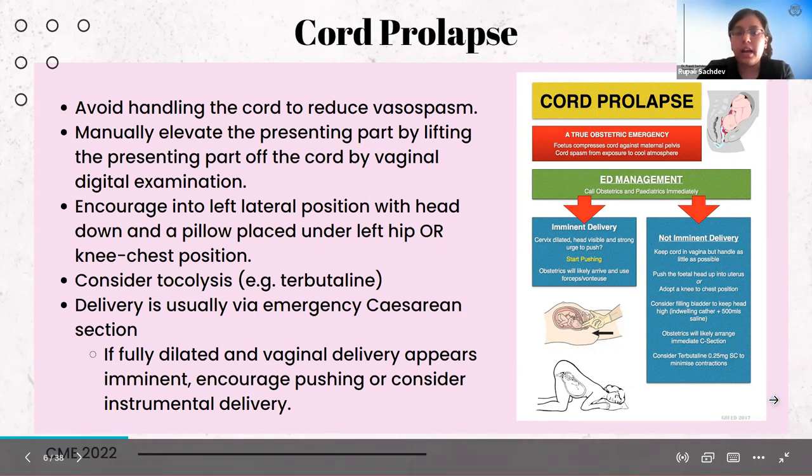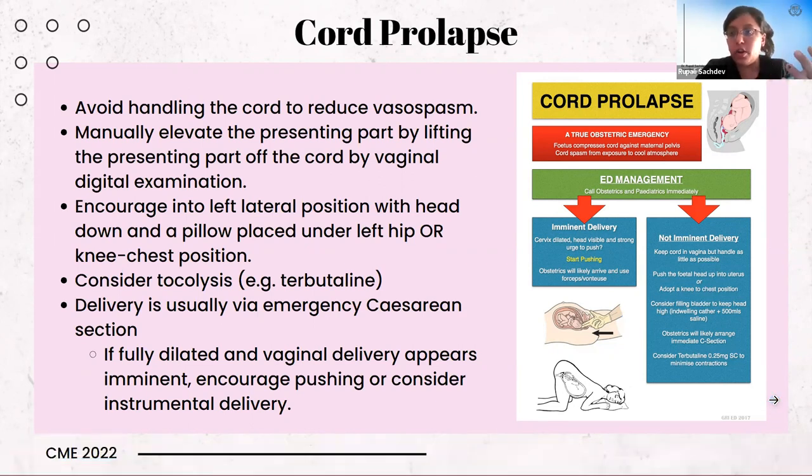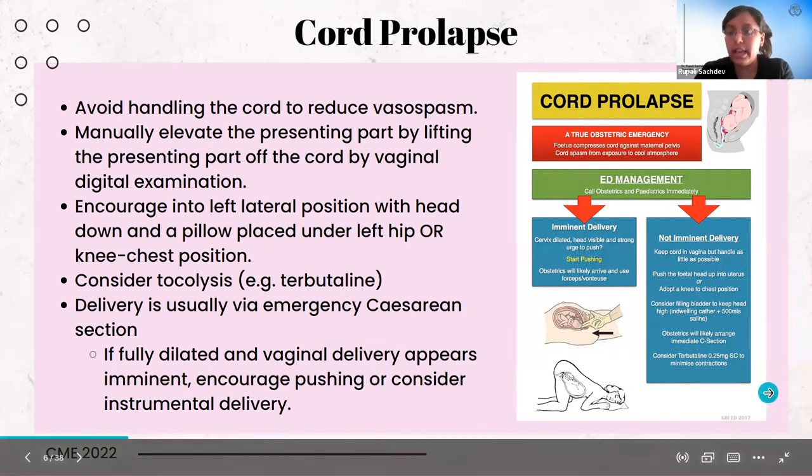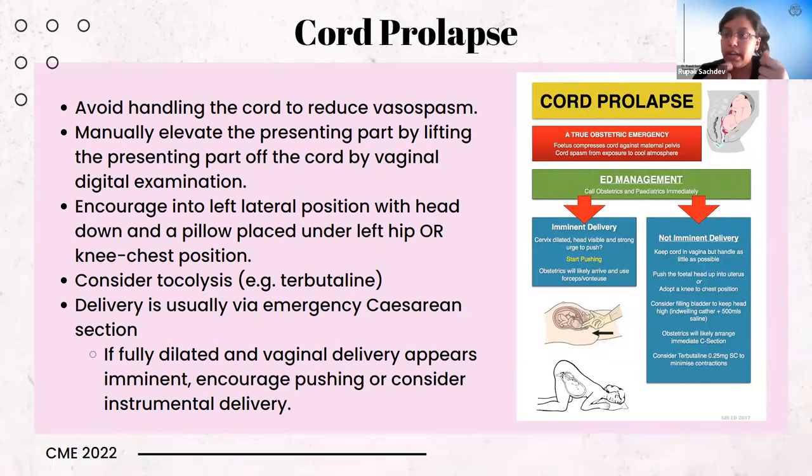Right. Another possible thing that you can do if you're not in a hospital setting, suppose you're in the periphery, in a PHC, is fill the bladder to keep the head high. What you can do is insert a catheter, put in an indwelling catheter and 500 ml of saline. So what it will do is, if you inflate the bladder, it will lift the presenting part of the head upwards, which is what you were trying to do manually as well. Right?